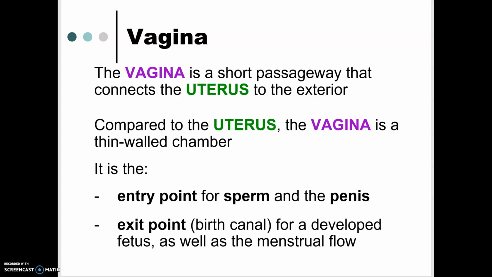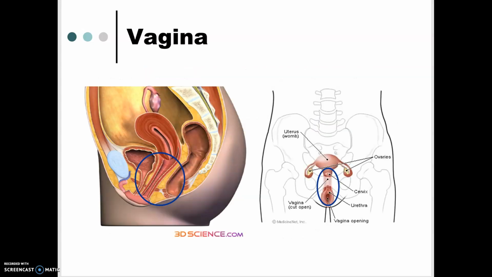When the baby's fully developed, this is where the baby will leave the female's body, and it's also where menstrual flow will leave if there's no conception, if fertilization hasn't occurred and the endometrium is shed. And of course, here's another look at where the vagina is positioned on the female.